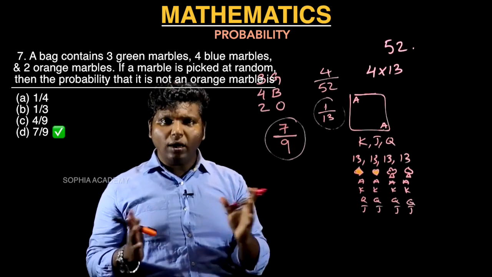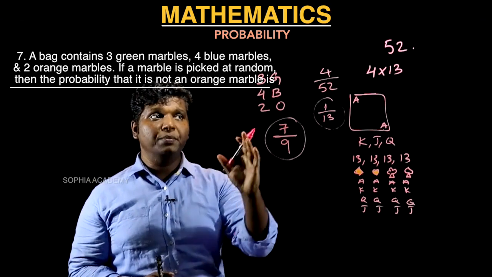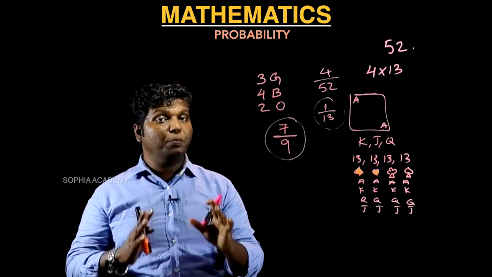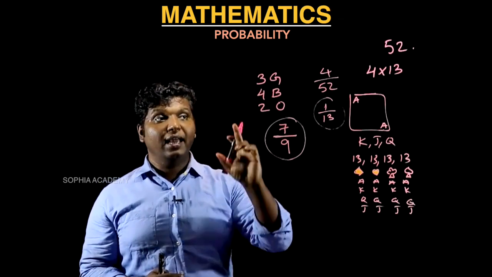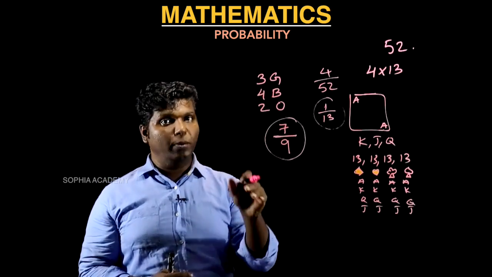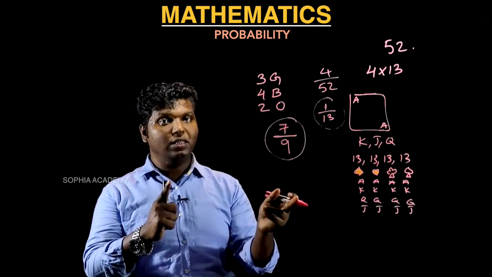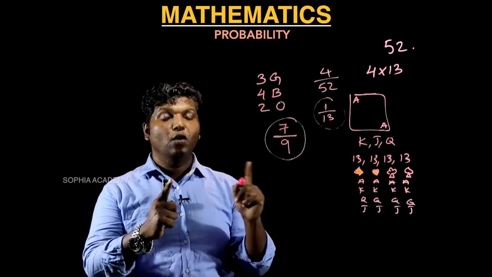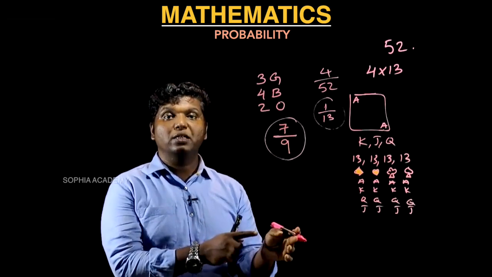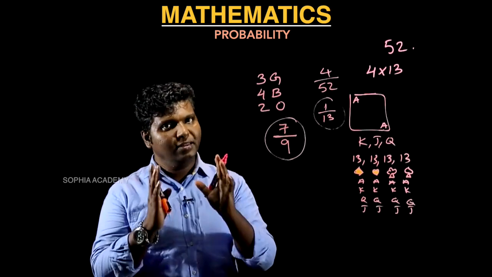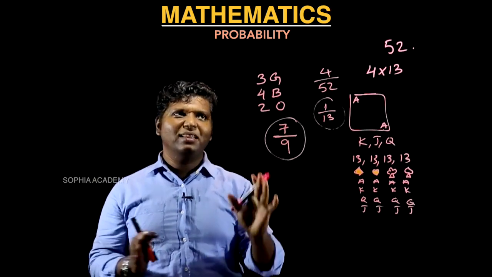Or in other words, we can choose like this also. See, 2 oranges are there. So we can say the probability of getting an orange marble is 2 by 9. But that's not our question. Not orange. So what about not orange? 1 minus 2 by 9. What is 1 minus 2 by 9? It is 7 by 9. In that method also you can find the answer. But I think this is much easier.